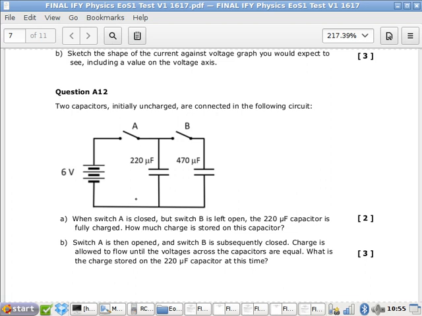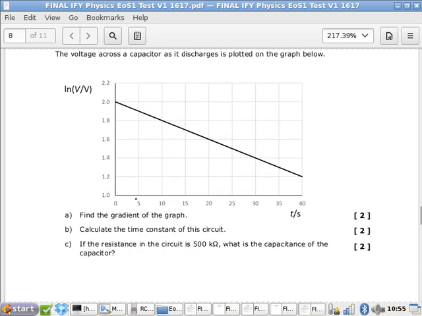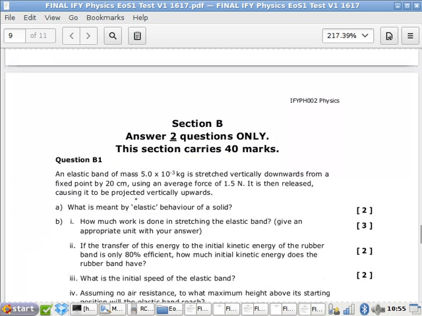No, it's not a line. True. And this we haven't done yet.